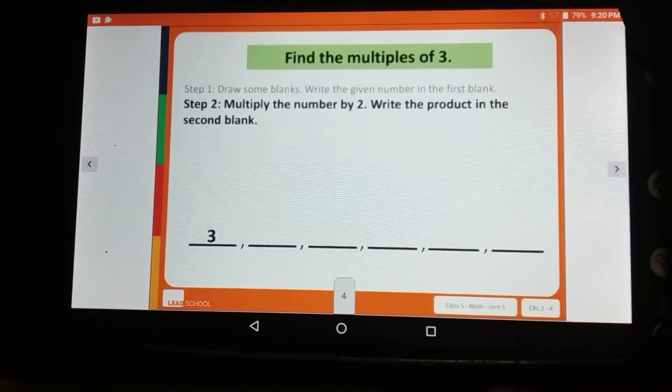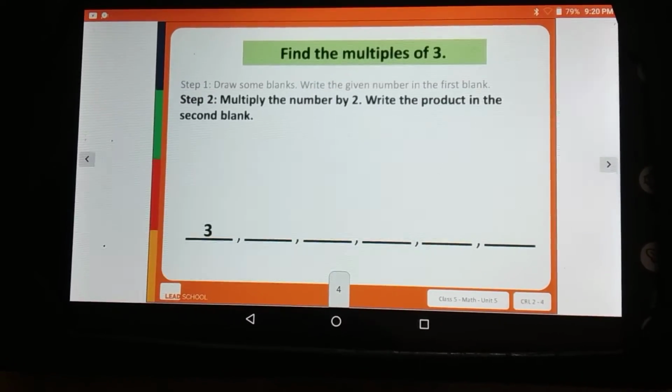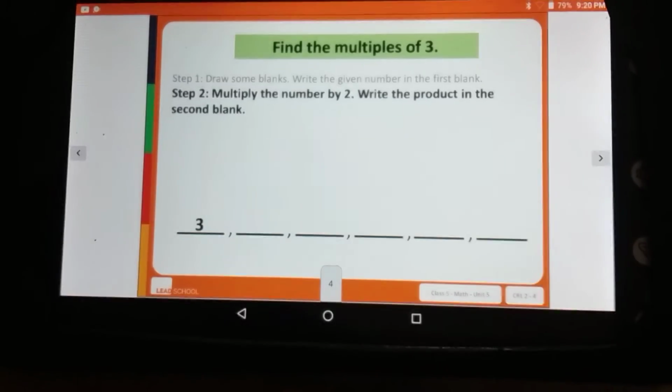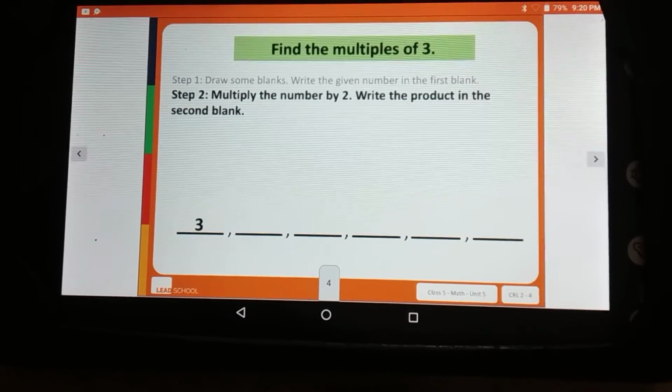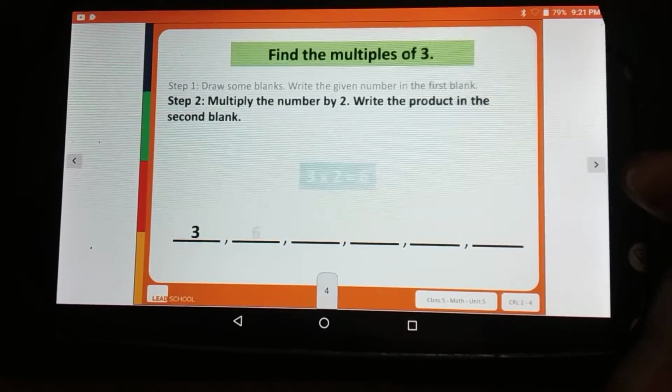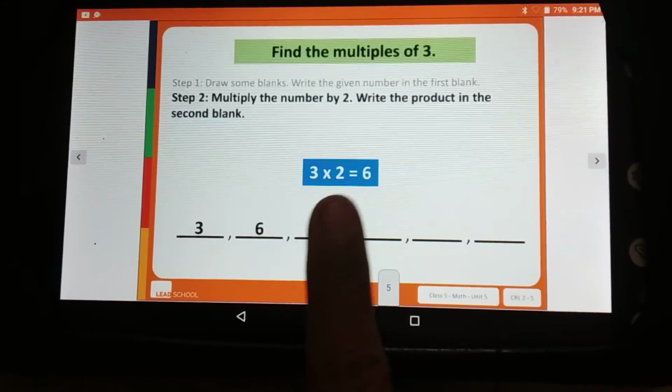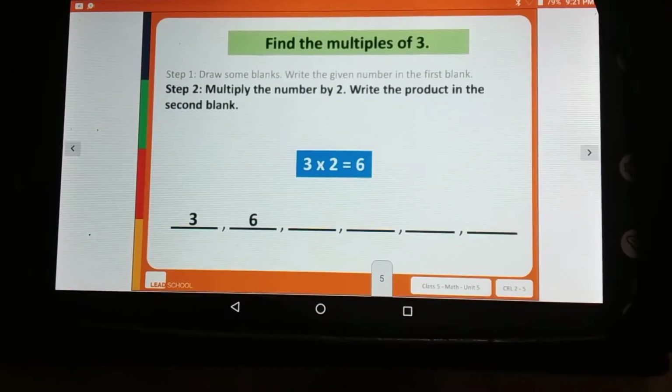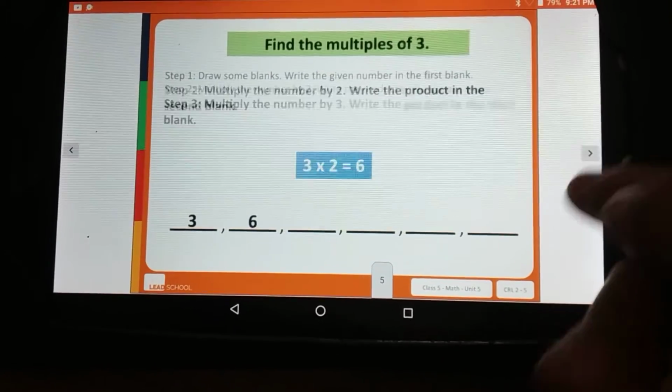Then what do we have to do? We have to multiply the numbers by 2. Now हम क्या करेंगे? Numbers को 2 के साथ multiply करेंगे. Write the products in the second blank. Second blank में हम क्या करेंगे? Products लिखेंगे. 2 3s are 6. Got it?